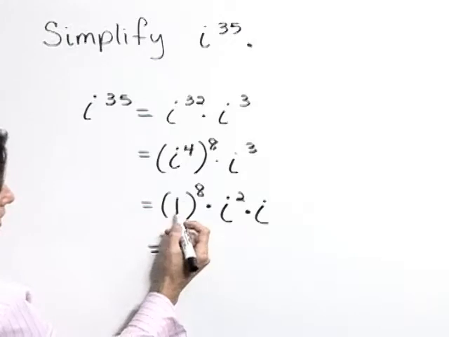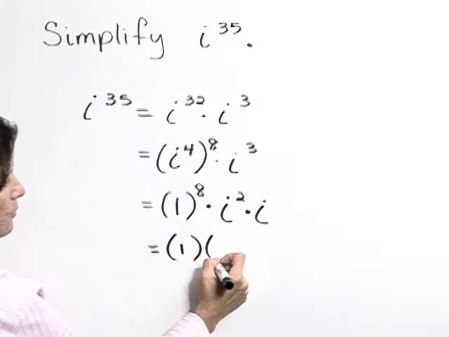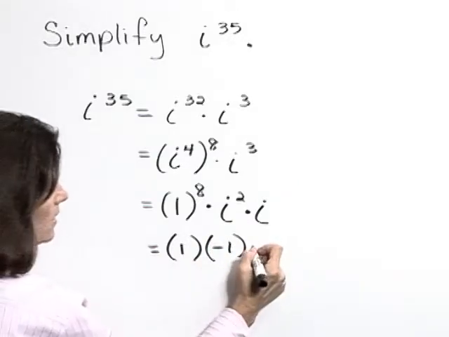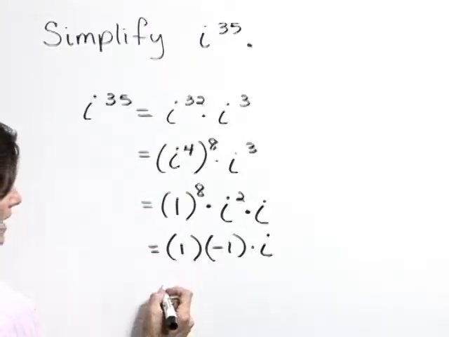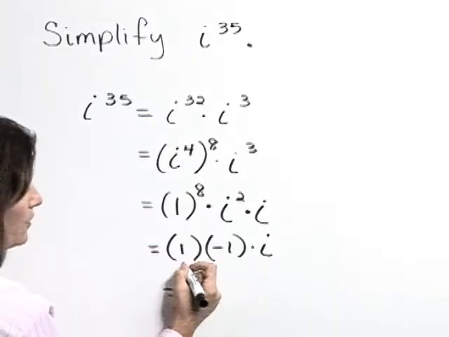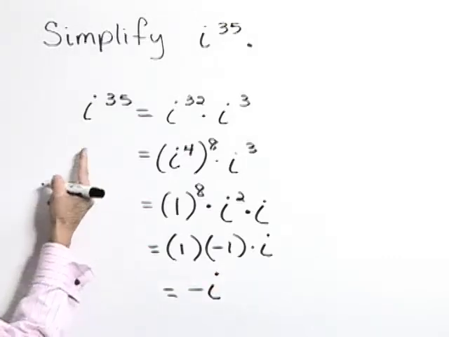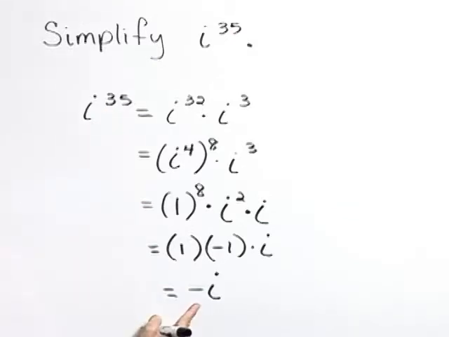Now, this gives 1 to the 8th, which is 1, times i squared, which is negative 1, times i. 1 times negative 1 is negative 1, so end result, this is negative i. A simplified form of i to the 35th is negative i.